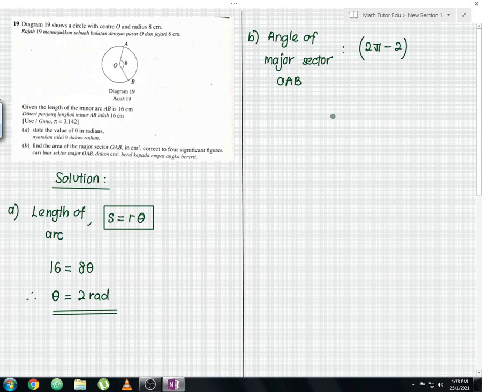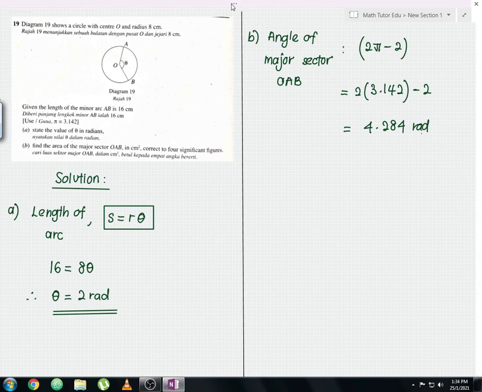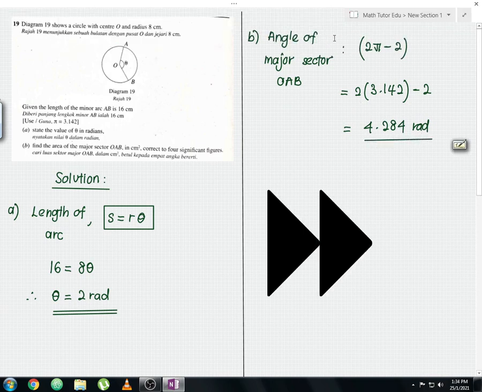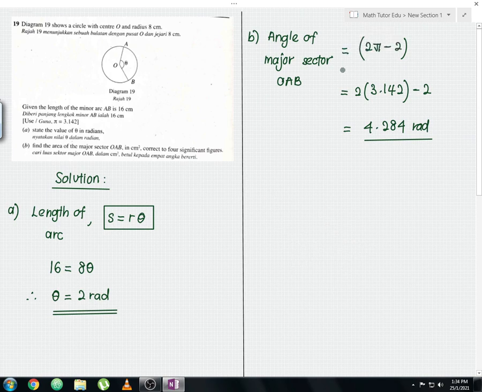Okay, since in the question they ask us to use the pi value equals to 3.142, we're going to use this 3.142 in our calculation. So from here equals to 2 times 3.142, close bracket, minus 2. You calculate this, you should get the angle of major sector OAB is 4.284 radian. So this is your very first step, guys. Let me underline the angle.